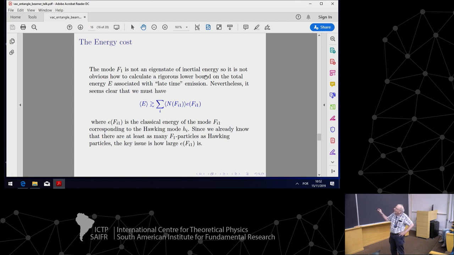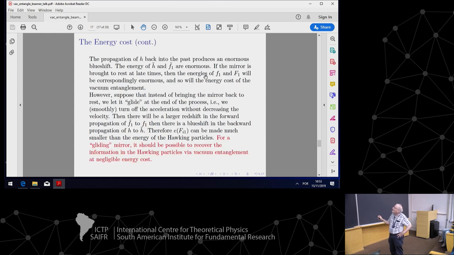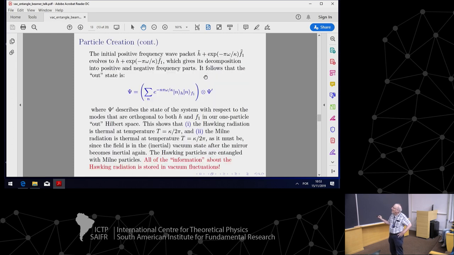Now, what about energy cost? Well, these aren't energy eigenstates, but nevertheless, as an estimate of how much energy comes out, it ought to be the number of particles times the energy per particle. So the key thing is to now figure out how much expected energy would be in this particular mode. And that very much depends on the state of the mirror. And I think maybe rather than going through all of these words, it'll be easier to go back to the picture.